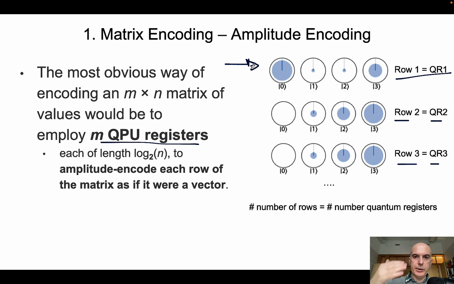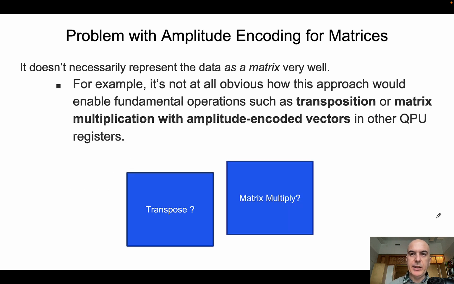However, we're going to use a different quantum register to express different rows of our matrix. So in this case, the number of rows is equal to the number of quantum registers that we're going to use. So what is the issue with this?